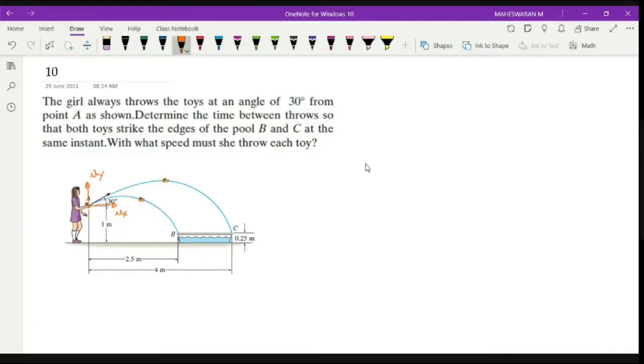When I consider ux, it is u cos 30. Cos 30 is 0.866, so ux is 0.866u. For uy, it is u sin 30. Sin 30 degrees is 0.5, so uy is 0.5u. So I resolved this and we got these two values.